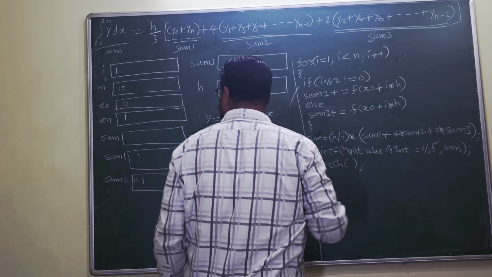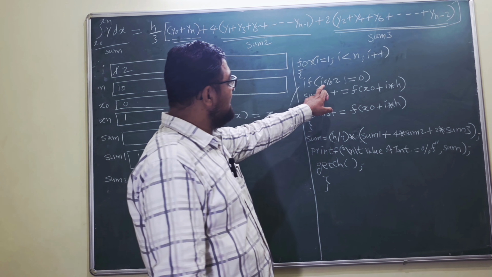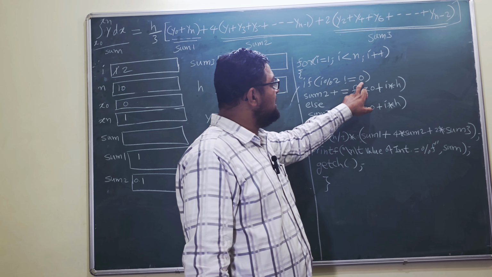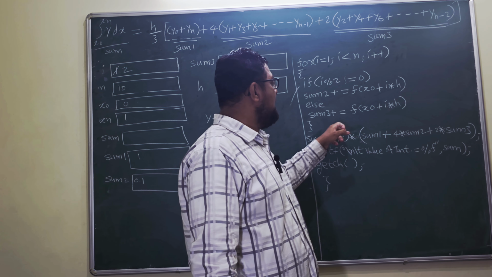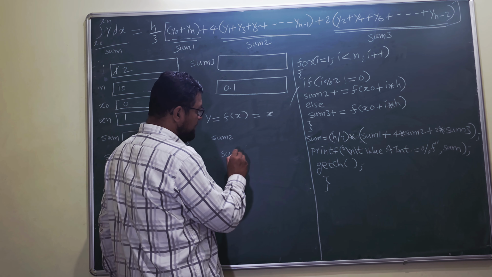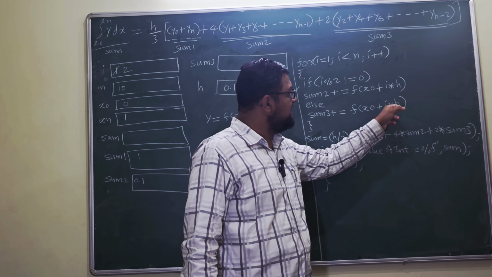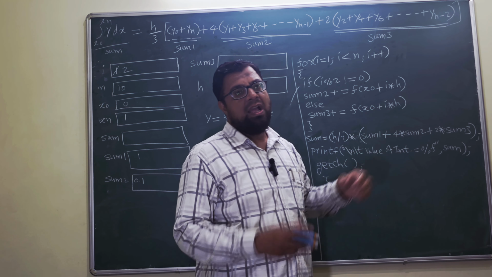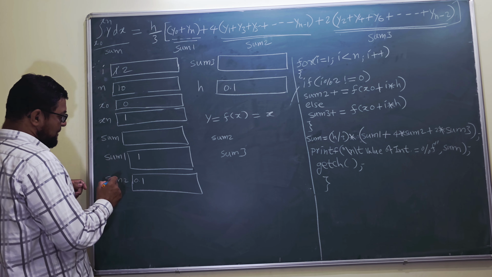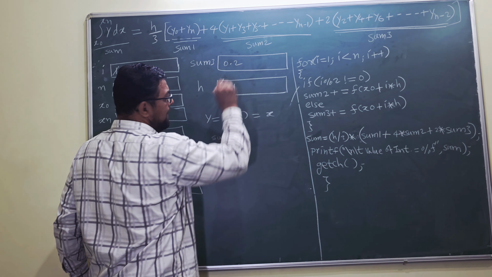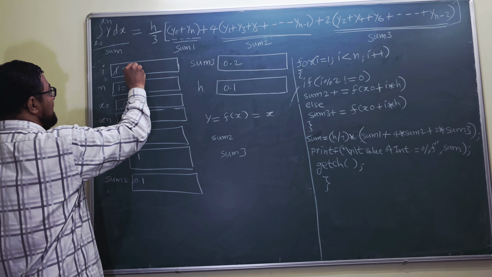Now in the next step, i will become equal to 2. So this will be replaced by 2. Then it will check this condition: if 2 modulo 2 is not equal to 0, the condition is false. Therefore, instead of doing this step, it will do this step, and it will find out sum3. Initially there was 0 in that. So it will find out sum3 as f of x0 plus 2 star h, that means f of 0.2, and f of 0.2 is nothing but 0.2 only. So 0.2 will be stored in the sum3 variable.